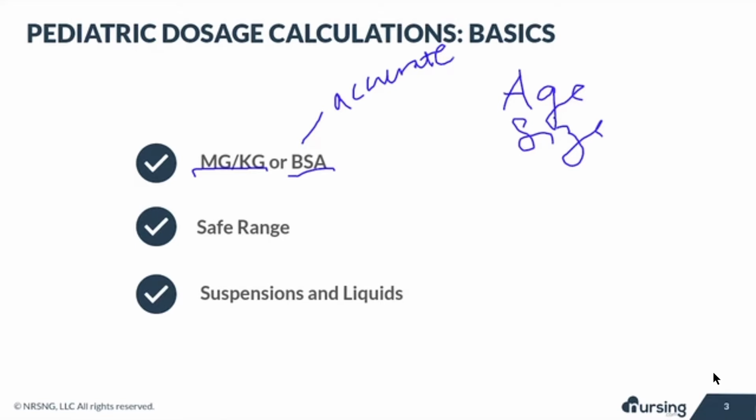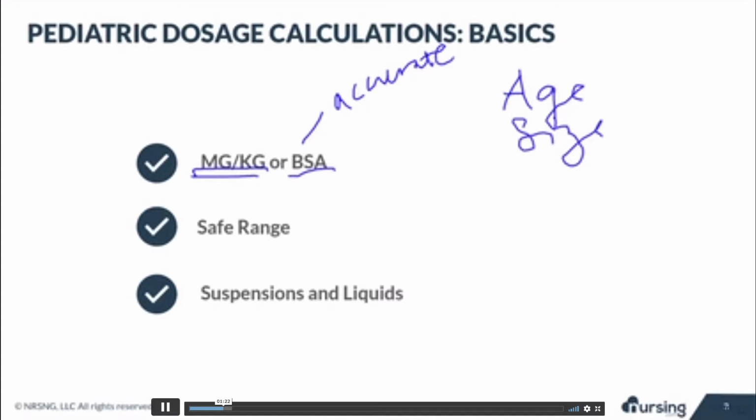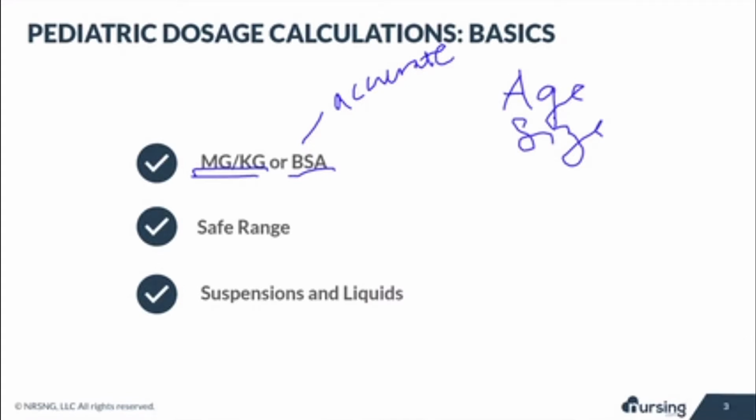Body surface area is used for things like chemotherapy, things that need to be extremely specific, but it's not something that you'll use on a day-to-day basis. But the weight-based dosing, like milligrams per kilogram, is something that you will use on a daily basis. Now, it's not always going to be milligrams. Sometimes you'll see it prescribed as units or even grams, depending on what the medication may be. But it's always going to be that unit, that gram, or that milligram per kilogram that you're giving.